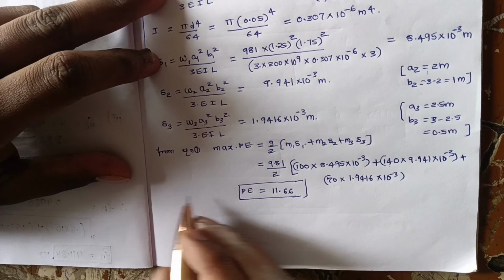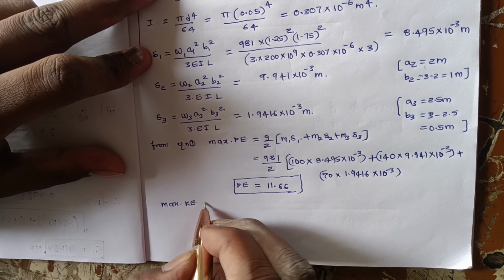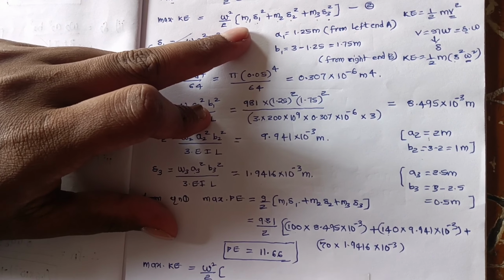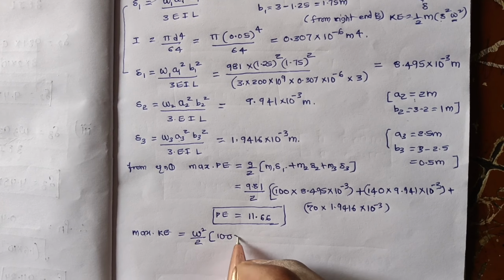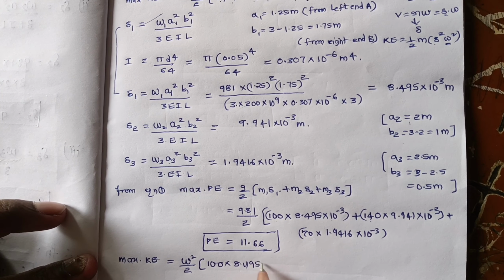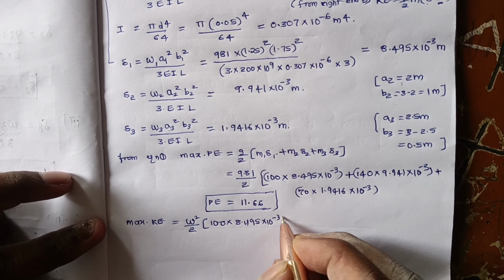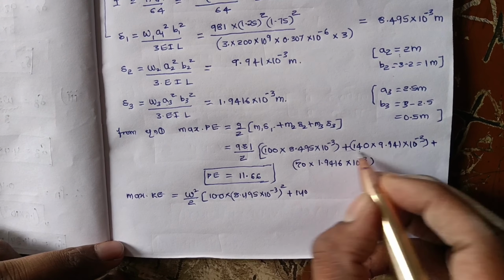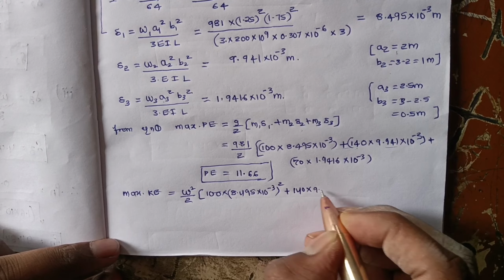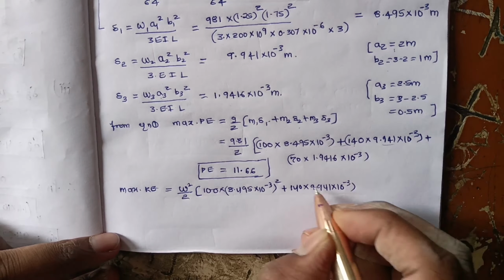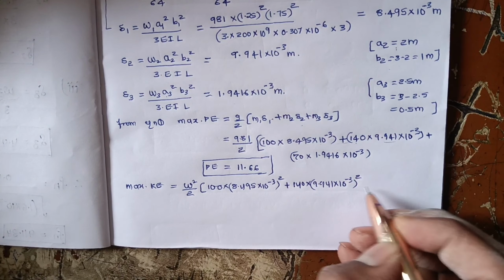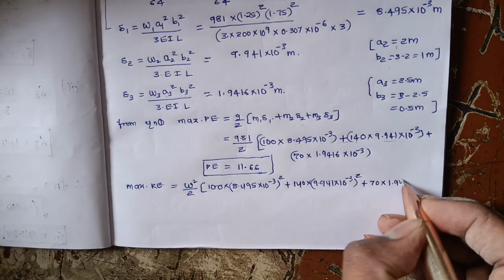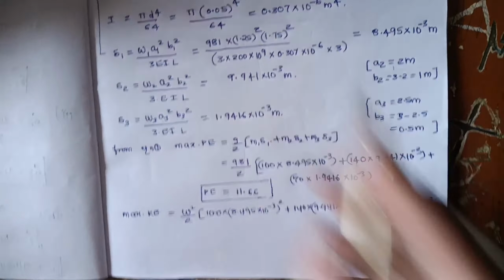Next, similarly you have to take maximum KE. The formula is omega squared by 2 times M1 into delta 1, where M1 is 100, the same as earlier, into delta 1, 8.495 × 10^-3, whole squared, plus M2 is 140, you can check here, 140 into the same values, 9.941 × 10^-3, this is M2 delta 2 squared, plus M3 is 70 into delta 3, 1.9416 × 10^-3, delta 3 whole squared.